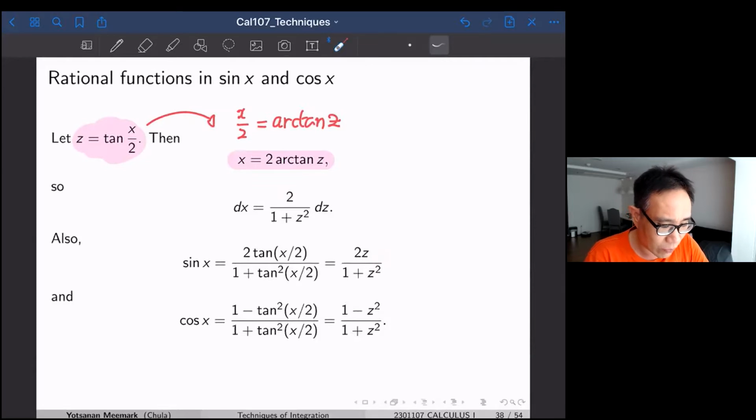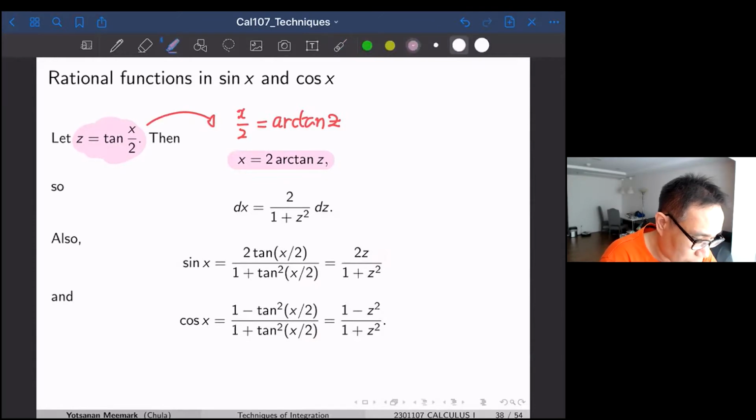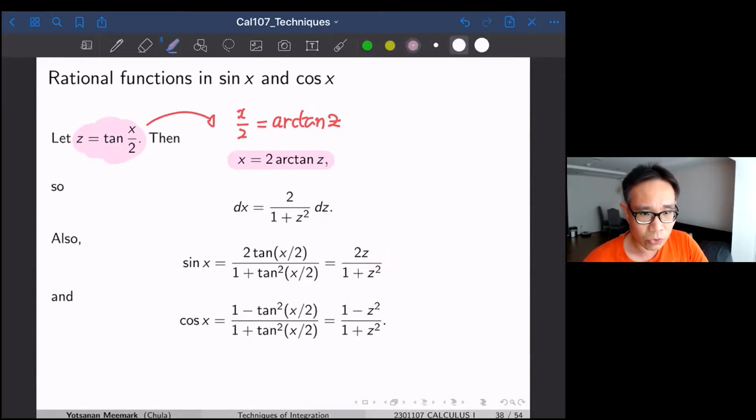They come from the identity 2 tan x over 2 over 1 plus tan squared x over 2. So this one will be sine x and the other will be cosine x. In my opinion, this is a fine thing totally. The first one is z equal to tan x over 2, x equal to 2 arctan z, and dx equal to 2 over 1 plus z squared dz.